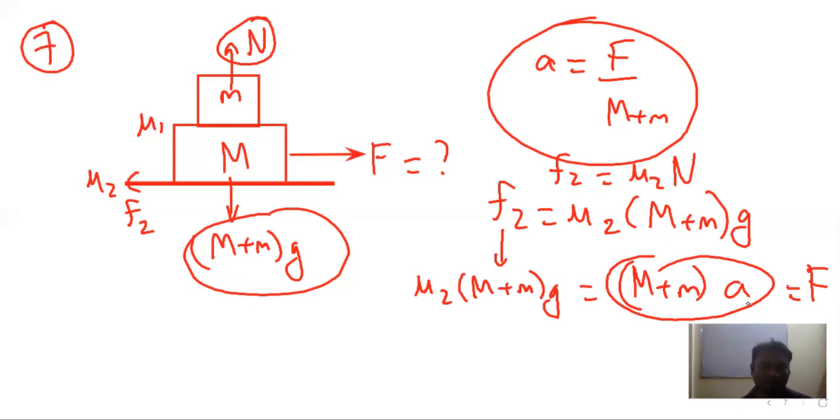We want these two blocks to move together. So in that case, we have to try to find the maximum value of a capital F force. So let us consider the individual free body diagrams in this case.